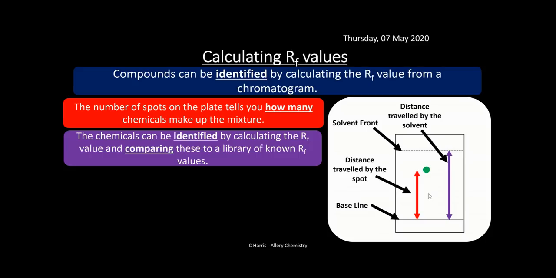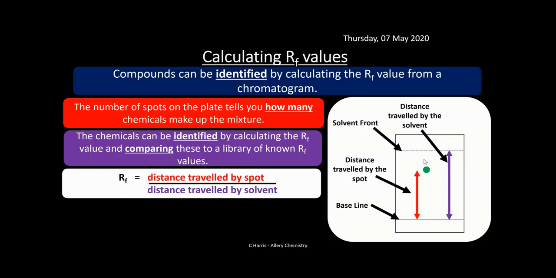So let's have a look at an example. You can see here, this is our chromatogram that we've taken out of the beaker. And we have our baseline, that's where we started from, where the ink spot started from, or whatever chemical you're using. It's not necessarily ink, it could be anything. We have our solvent front that we've drawn in at the top, which was where the solvent went up to. And then here's the spot. The spot has migrated up the chromatogram.